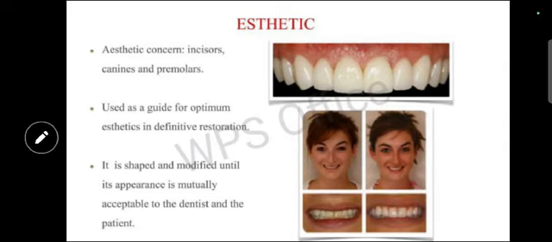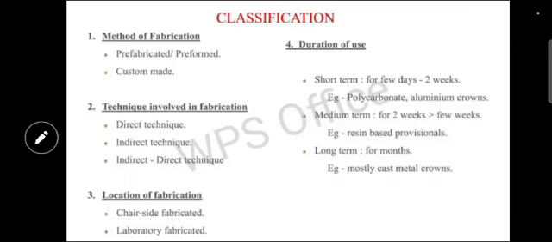It will be aesthetically very pleasing if a temporary or provisional restoration is used. Aesthetic concerns: incisors, canines and premolars use a guide for optimum aesthetics in the definitive restoration. It is shaped and modified until its appearance is mutually acceptable to the dentist and the patient.